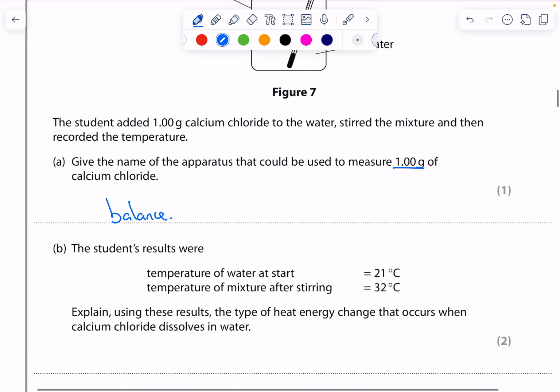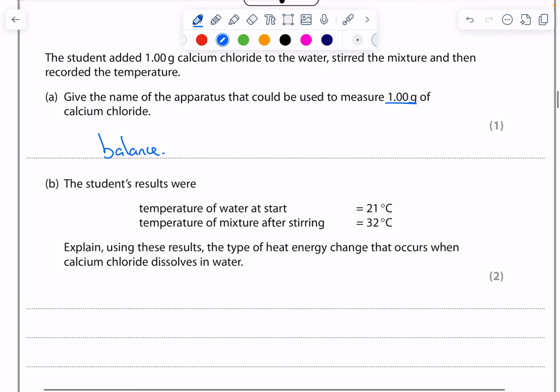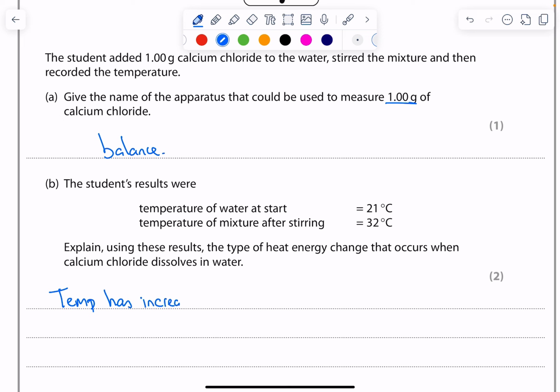The student's results are presented here. Explain using the results the type of heat energy change that occurs. So what I can see here is that the temperature has increased by 11 degrees. So I've got a change of 11 degrees.